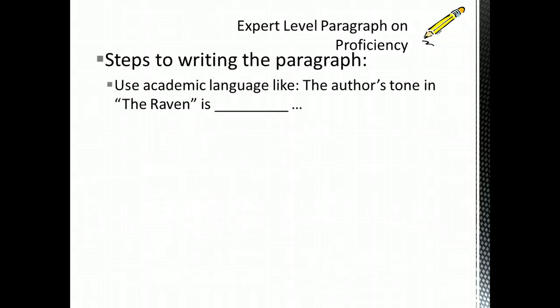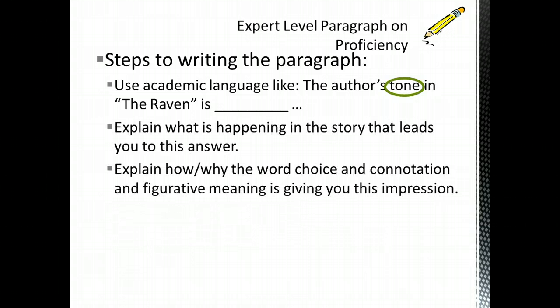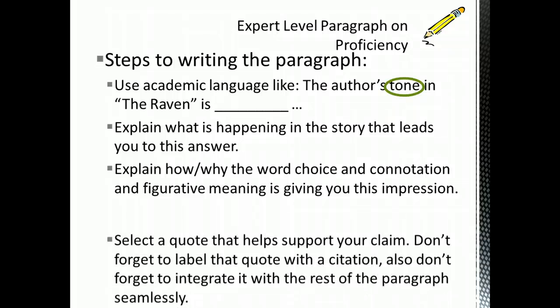So steps to actually writing the paragraph. You need to use academic language. So start out the paragraph similar to, but don't word for word every single time do this, but an idea would be to say something like, the author's tone in The Raven is, and again academic language using tone and identifying the story that you're looking at, but then filling in the blank on what you're thinking. And just explaining what is happening in that story that leads you to that answer. How and why the word choice, the connotation, the figurative meaning gives you this impression. So kind of flipping back to the front side of your proficiency, going over those quotes and pieces that you've already kind of explained and applying that to this last paragraph would be helpful.